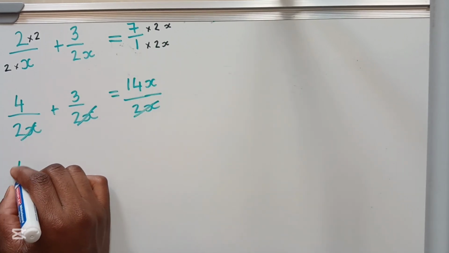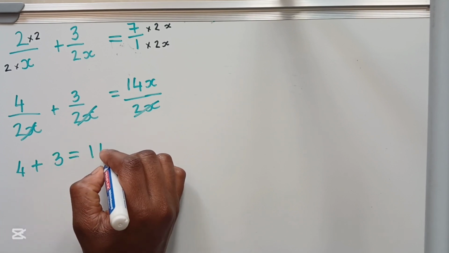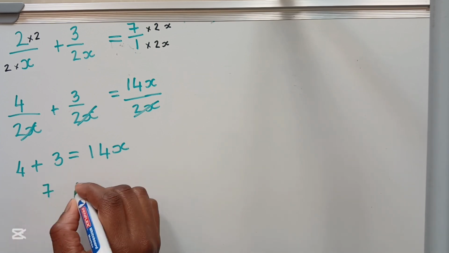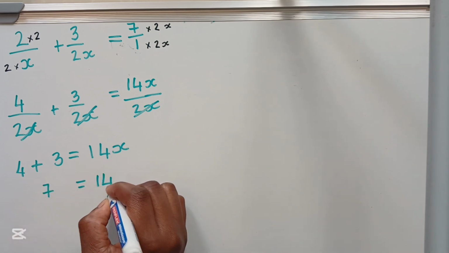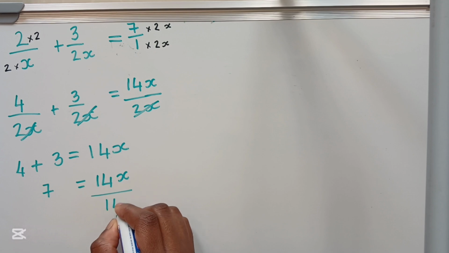4 plus 3 equals to 14x. The next step is to isolate that variable, which is already done here. Now we can solve this because they are like terms. 4 plus 3 is 7. We bring down the 14 as it is. Next, we isolate the unknown variable x by dividing both sides by 14.